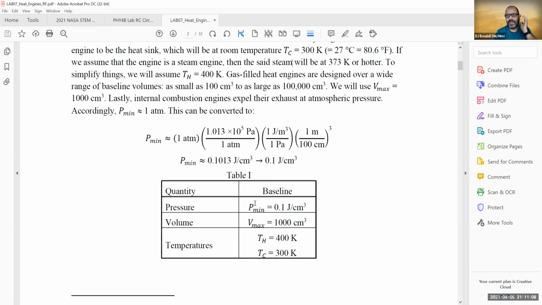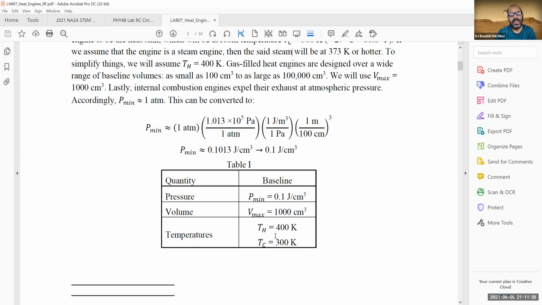Here they are summarized. The baseline pressure is going to be about 1 atmospheric pressure, which is this many joules per cubic centimeter, 0.1. The maximum volume is going to be around 1,000 cubic centimeters. And the temperatures for T hot and T cold, you're going to see them as 400 and 300. Sometimes I don't mention those numbers, but you're going to assume that this is true for all of the 8 engines that you're going to have in this lab, that this is T cold and T hot.